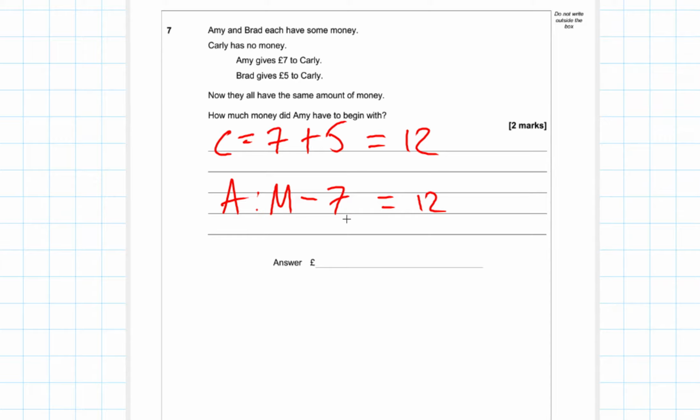So we've created an equation here that we can now solve. We want to add 7 to both sides. So minus 7 plus 7 is 0. So M is equal to 12 plus 7, which is equal to £19. So we can get 19 in here. You can, of course, put the pence in as well, or you can just write the answer as 19.